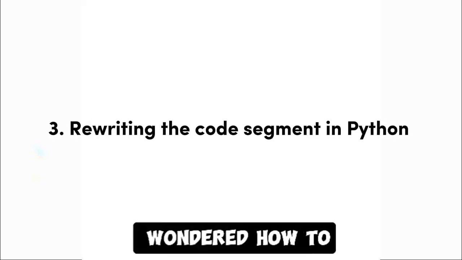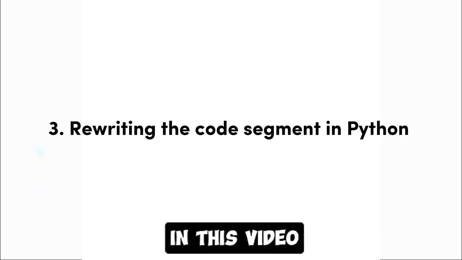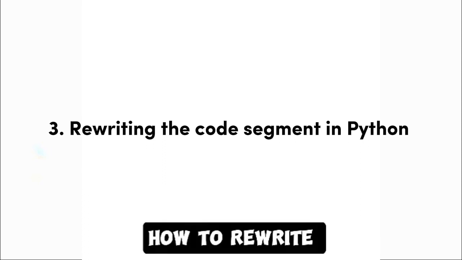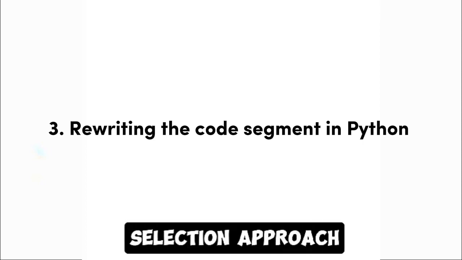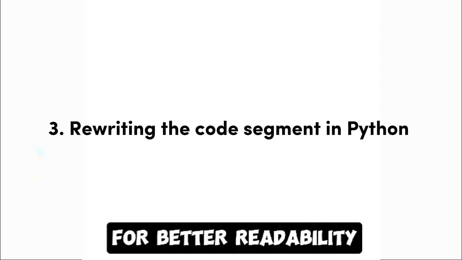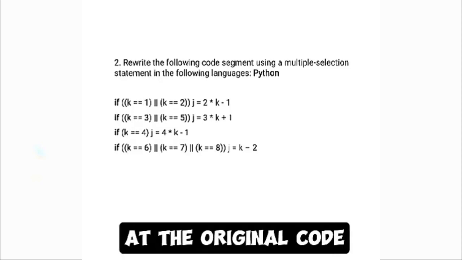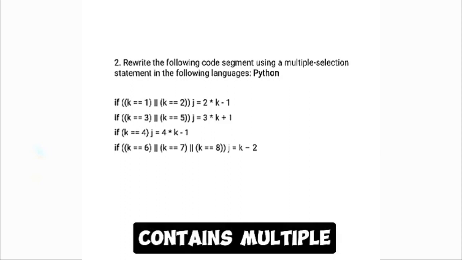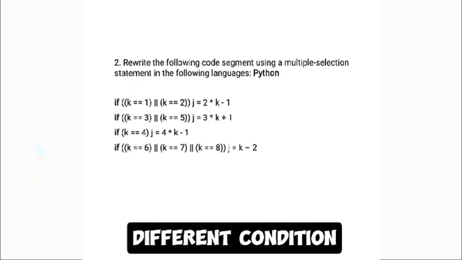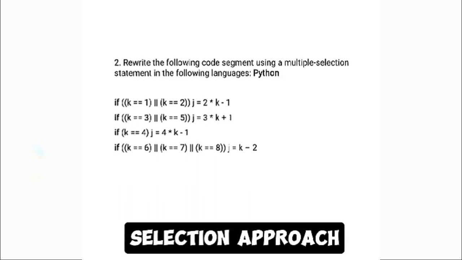Have you ever wondered how to simplify complex code segments in Python? In this video, we'll explore how to rewrite a multi-condition code segment using a multiple selection approach for better readability and efficiency. Let's take a look at the original code. This code segment contains multiple if statements with different conditions. We can simplify this using a multiple selection approach.